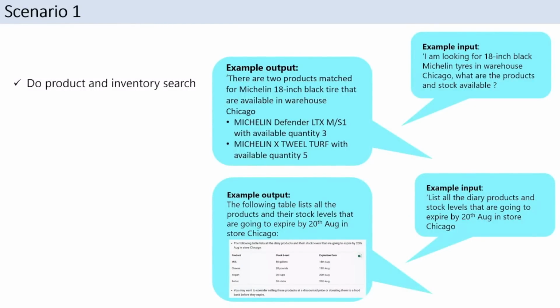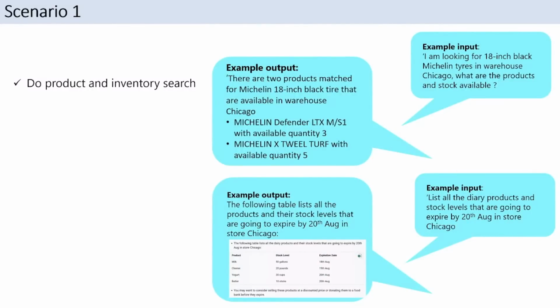So you can simply ask the Copilot to list the products and stock levels that are going to expire by August 20th in store Chicago. The Copilot will understand this question and search for the products and goods with the related attributes, where the expiration date is earlier than August 20th. It lists all the products and related batch information and shows them as a response in the Copilot sidecar, or it also works in the APIs.